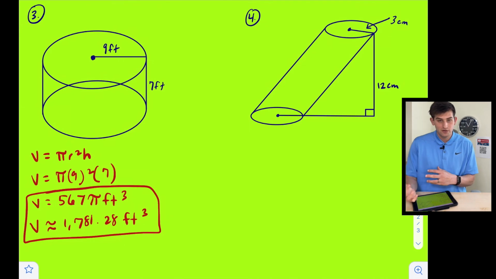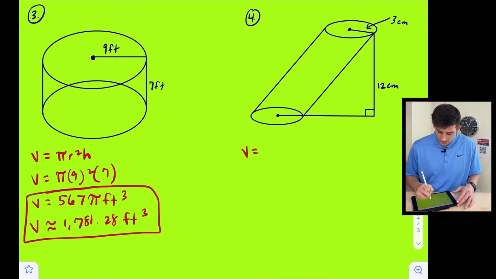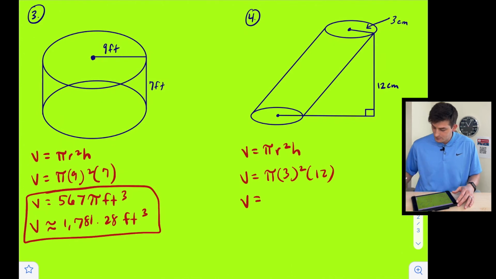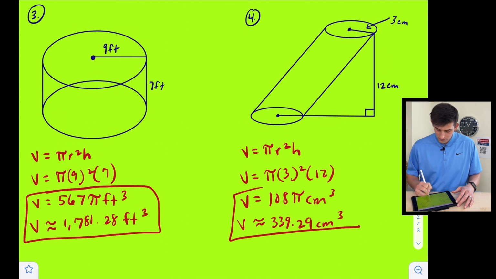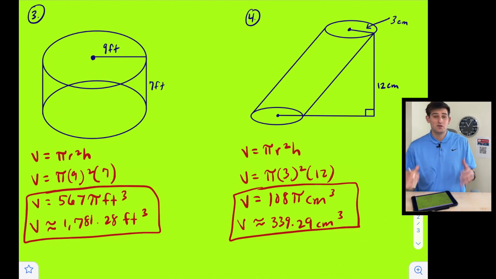Okay, and our last example, once again we have a slanted cylinder. That's okay, we're given the radius and the height, that's all we need. So volume equals pi r squared times height. So now we plug in 3 for our radius and 12 for our height. So 9 times 12, that's going to give us 108. So we get 108 pi cubic centimeters, and we can multiply that by pi to get our decimal approximation, 339.29 cubic centimeters. Okay, and that's how you find the volume of a cylinder.